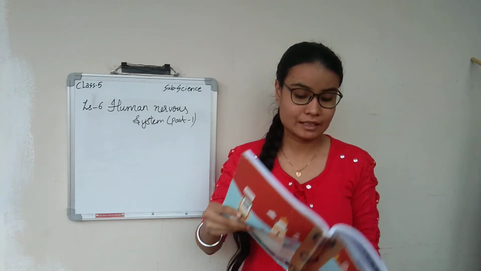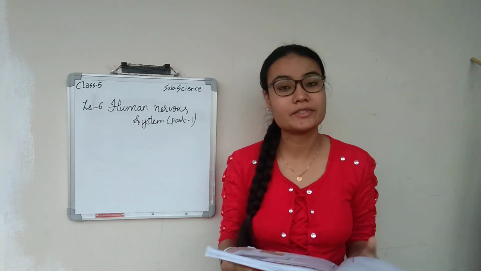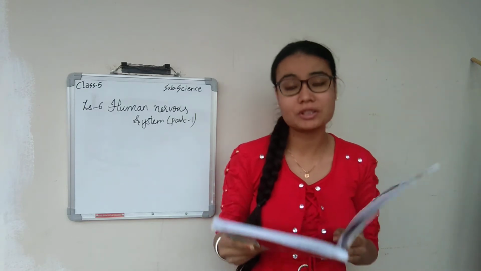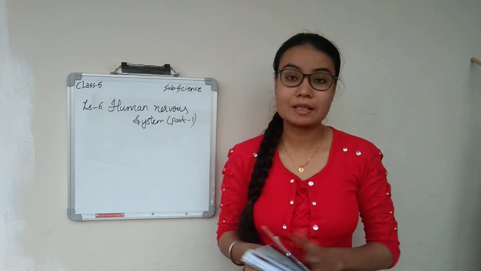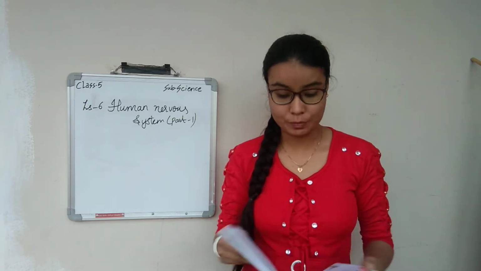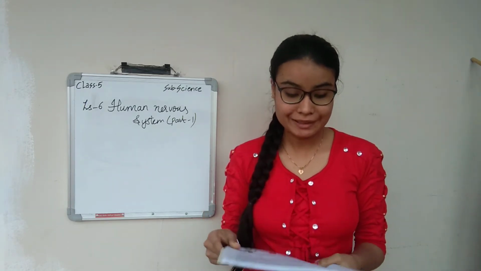So kids, in our term 1, one last lesson is left, that is lesson number 6, science, human nervous system. If you complete this lesson, then our term 1 syllabus is completed, and afterwards we can start term 2. Let us not waste our time and complete this.